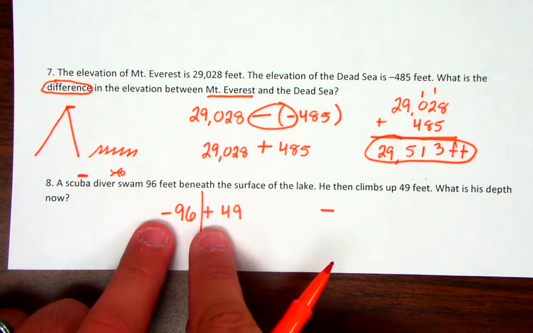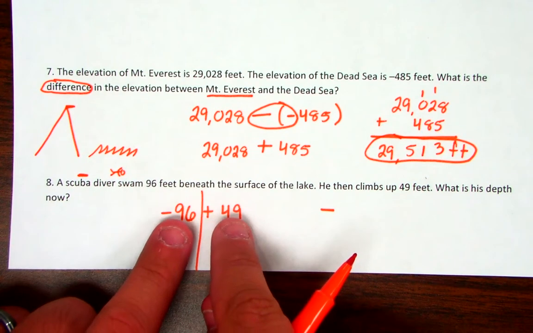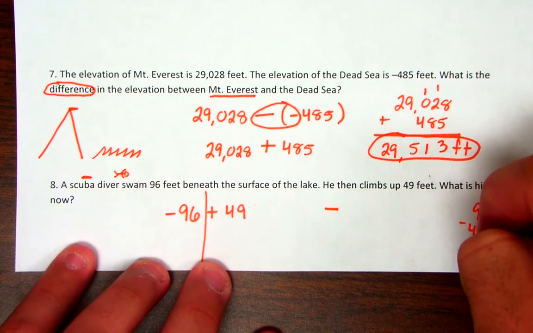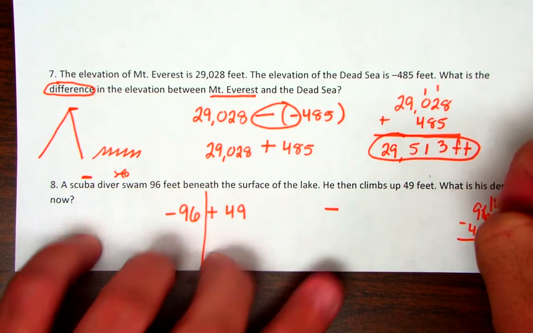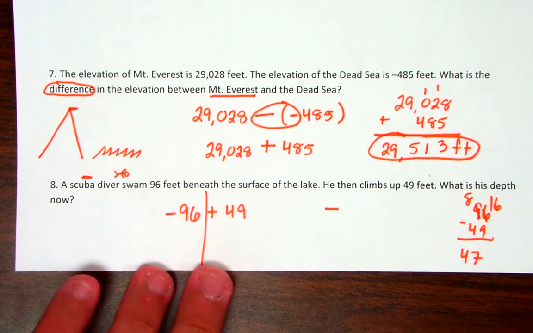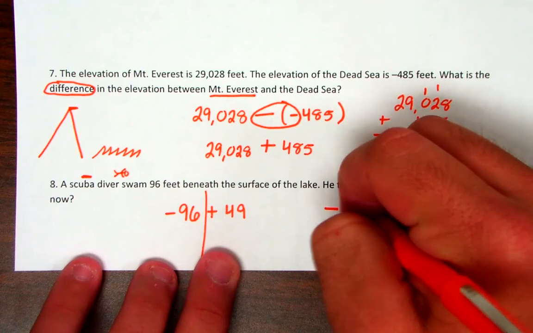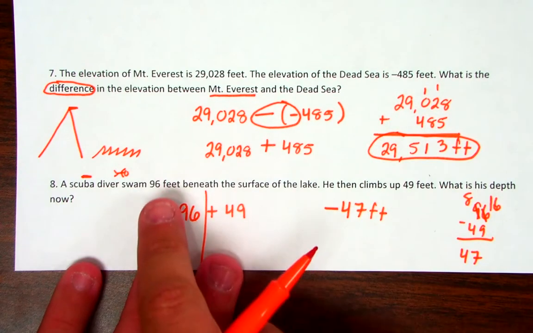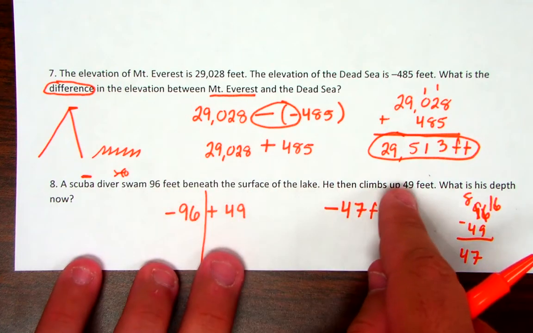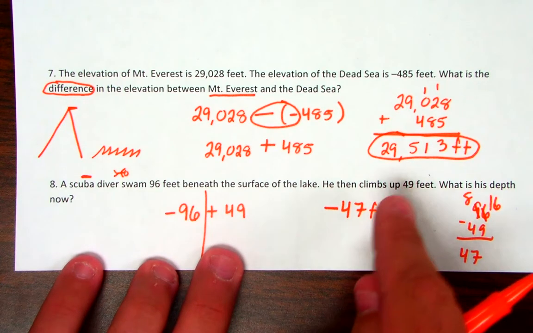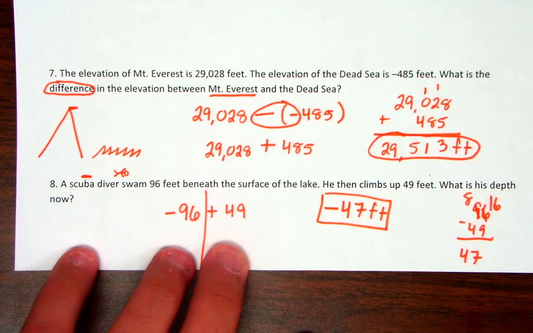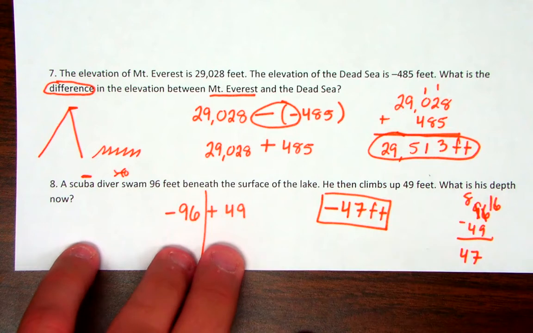Now, since these two signs are different, we have to subtract these numbers. So let's see, 96 minus 49. And it looks like I got 47. So he was 96 feet below the surface. He climbed up 49 feet. So that means this person is still 47 feet below the surface. Alright, let's see if we can do a couple more.